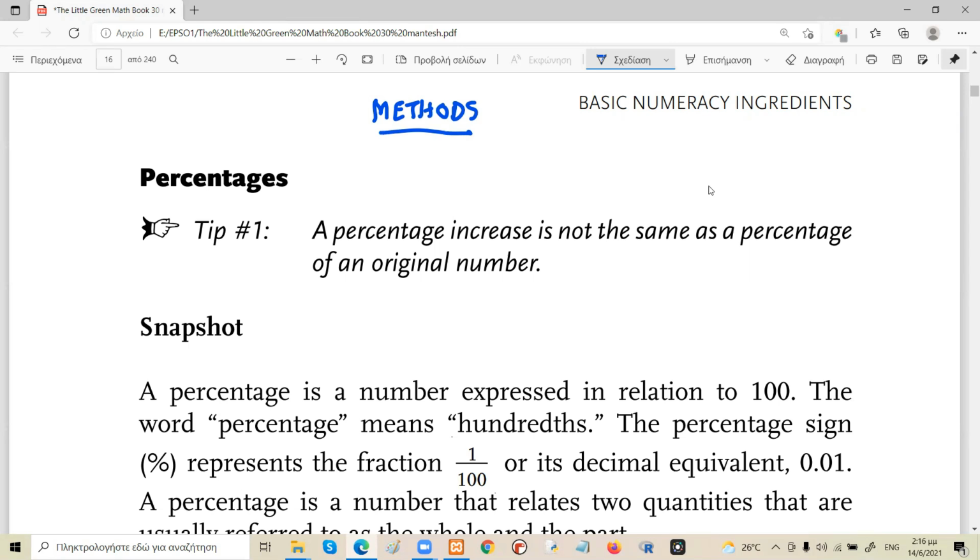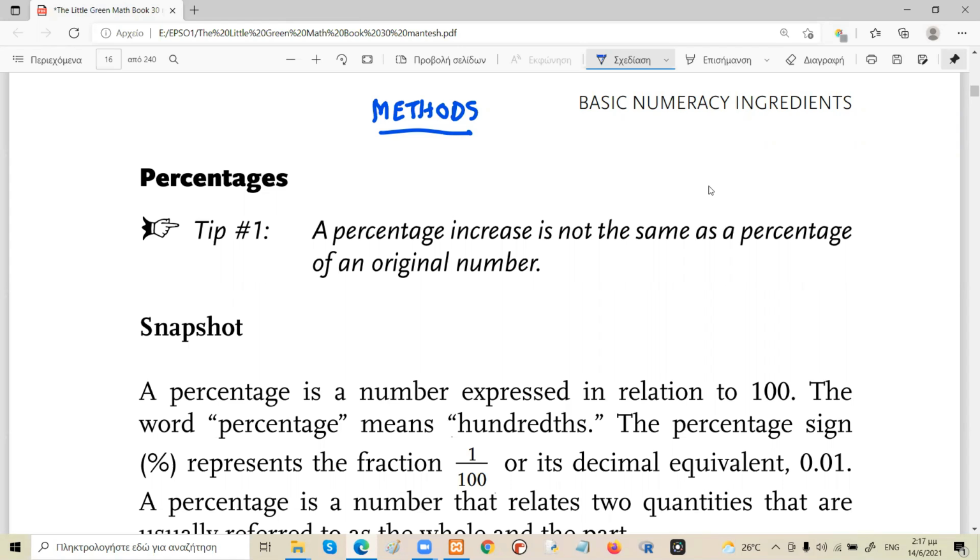We'll see later how the real questions are. We'll see which is the best way to deal with the questions, and we'll see very carefully what is the way to succeed in the exam. So let's start with the percentage.